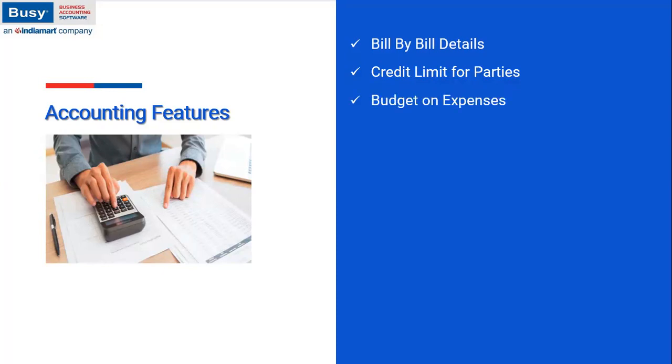Budget on expenses. If you want to define the amount on the budget account master, you can define the budget amount on an annual or monthly basis. And if the budget amount is exceeded in a transaction, then a warning will appear and you can stop the transaction. You can check the budget limit variance report also, which is available.